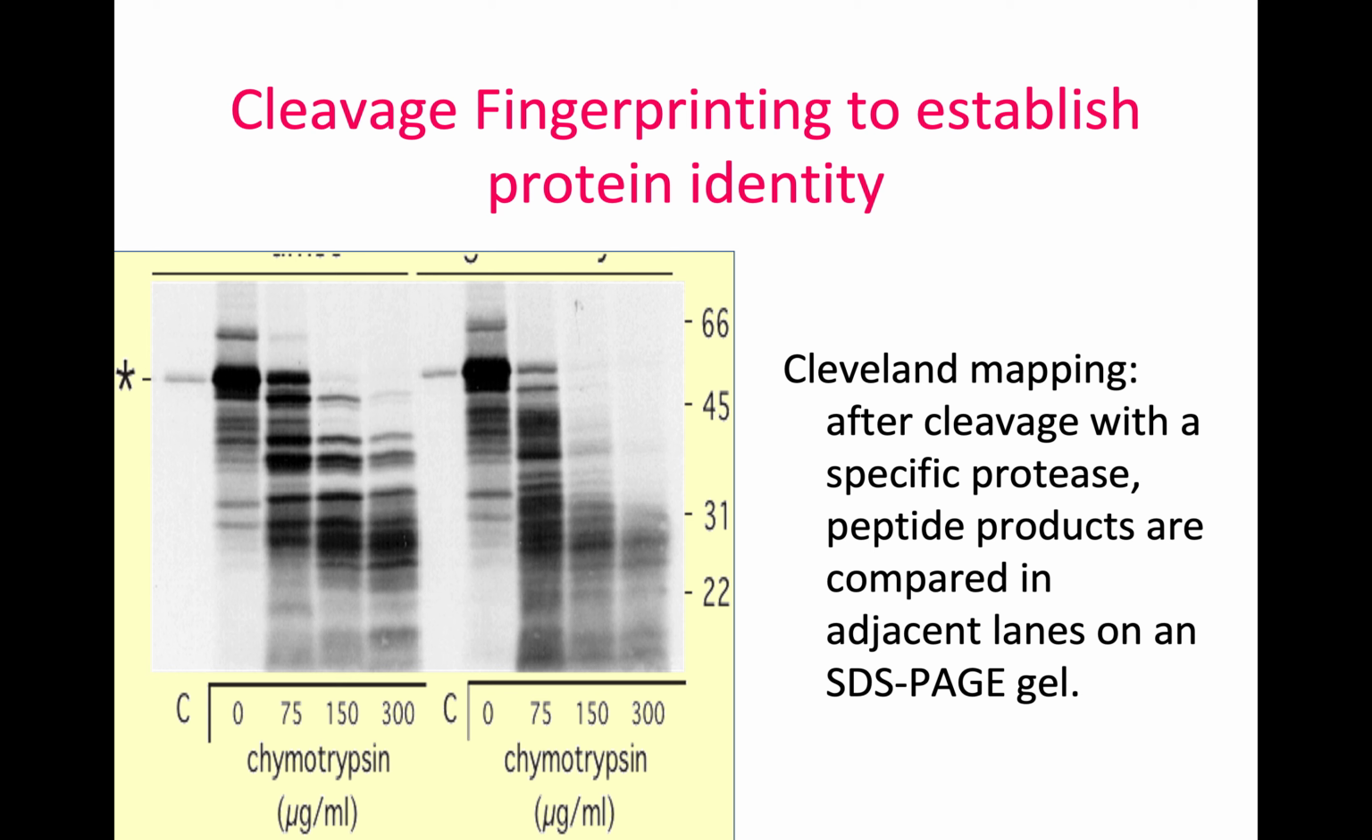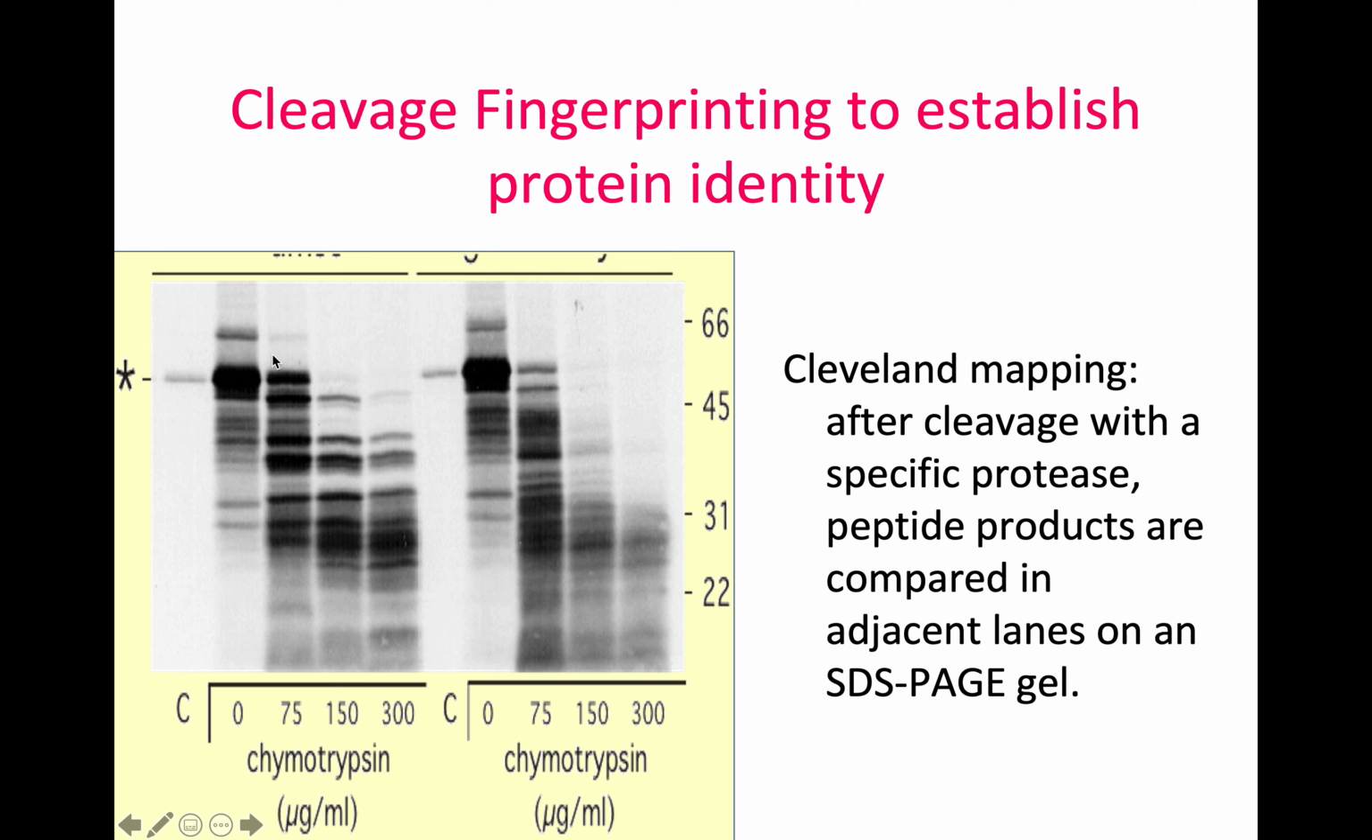Alright, so cleavage fingerprinting is done to establish protein identity. So take a look at this example. This is a protein. I'm not going to say where this protein is from, but it is actually from animal cells. This is from a journal. It has been digested or cleaved with chymotrypsin, one of the serine proteases. Have a look, this is actually the control, and this is basically the variant. Have a look at chymotrypsin, again, when used at different concentrations.